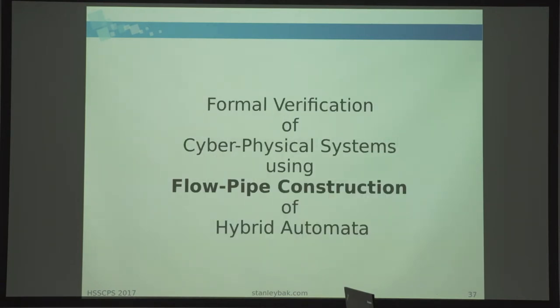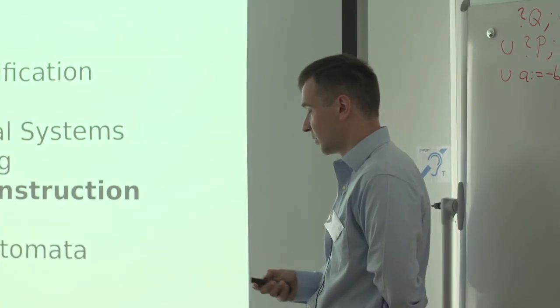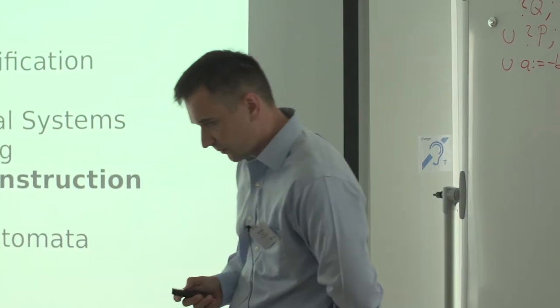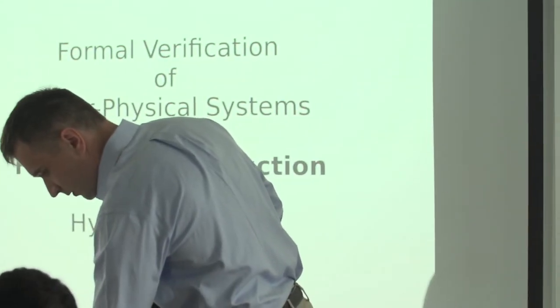Flow pipe construction. So this is sort of the main part that I wanted to get into. And so this is the method to analyze hybrid automaton in a formal way. I think I have a few minutes more. Maybe I can start this section.